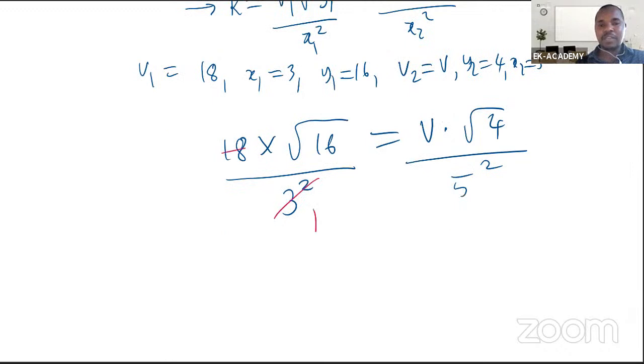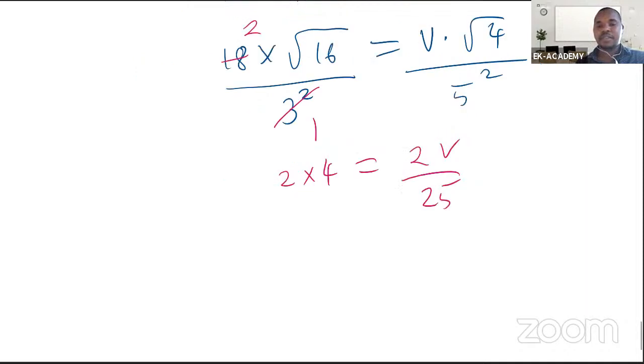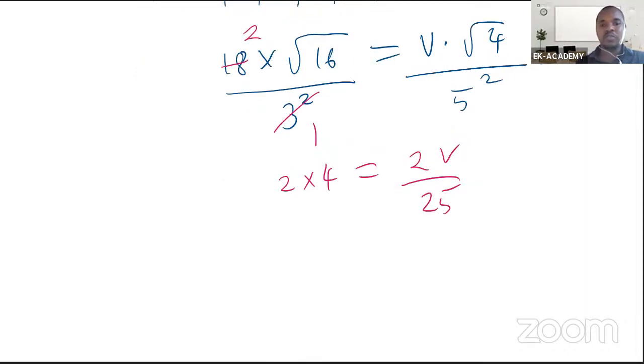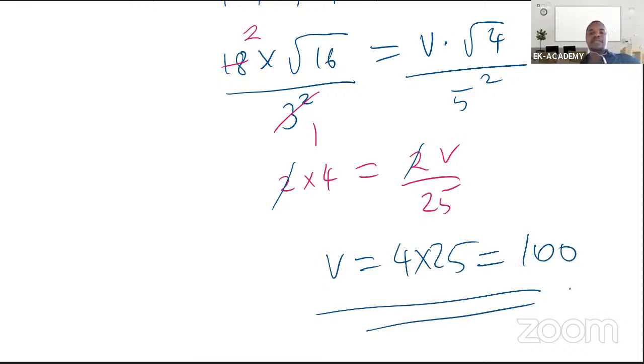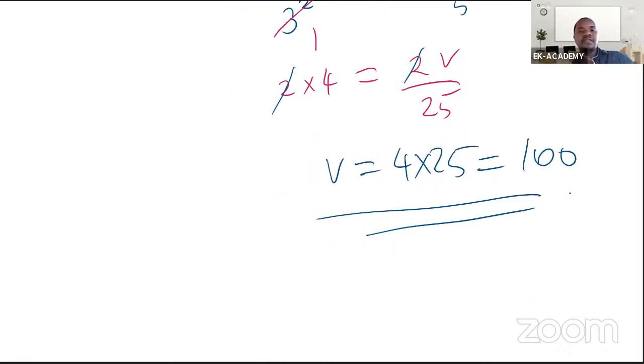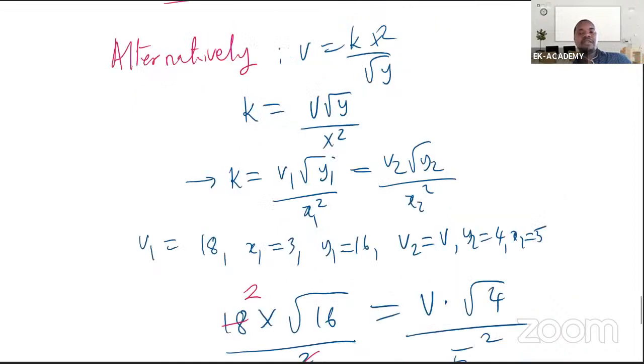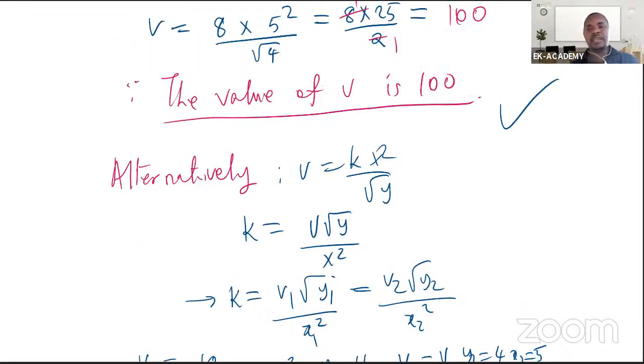And when you simplify, it is 9, 1 will be here, 2. So it will be 2 times 4 equals 2V over 25. So you can see 2 and 2 can be simplified. So V will be 4 times 25, which is equal to 100. So the last value is the same as above. So the value of V, dear students, is 100.